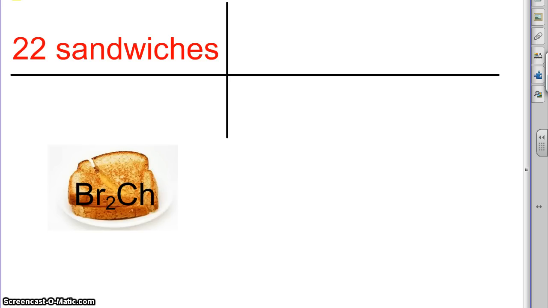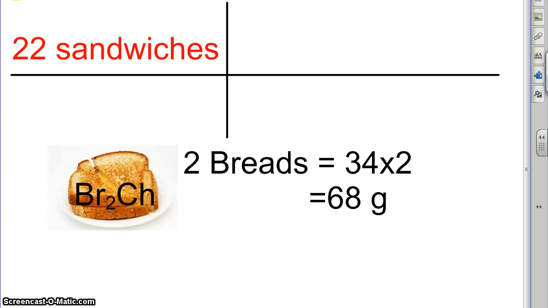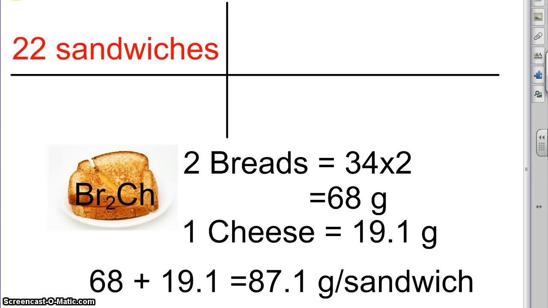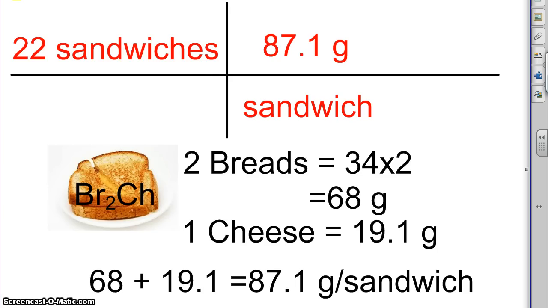So we can do that fairly simply. We have the B R2 CH is what a sandwich is, and we know that a bread weighs 34 grams, and we have two of them, so that's 68 coming from the bread, and we know we have one slice of cheese, which is 19.1 grams, so we add those two numbers together, and you get 87.1 grams per sandwich, which I guess we've not followed significant digits and rounding rules correctly. That should be 87, but I don't want to go back and fix the slides right now. So we got 87.1 grams per sandwich, and we stick that in here.